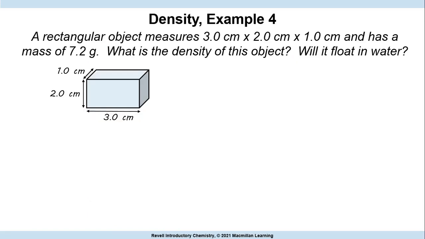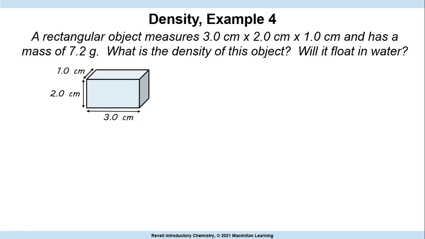Now, let's look at this calculation. A rectangular object measures 3.0 centimeters times 2.0 times 1 and has a mass of 7.2 grams. What is the density of this object? Will it float in water or will it sink? Now, density, as we know, is mass over volume. Here we've been given the mass, 7.2 grams. We've not been given the volume. From the values that we've been given for the rectangular object, we can calculate the volume.